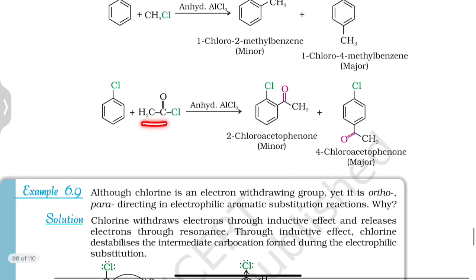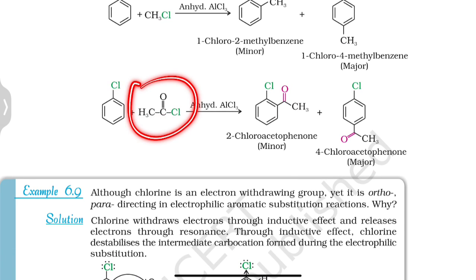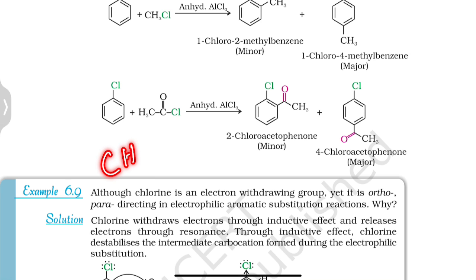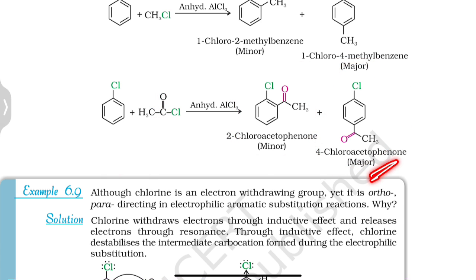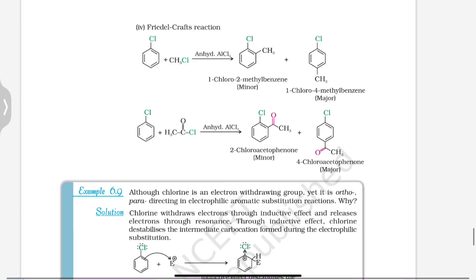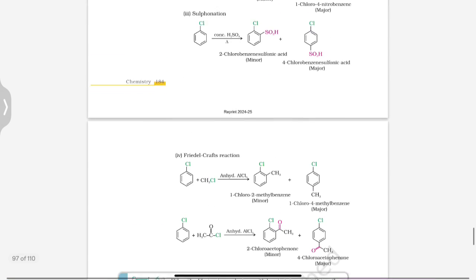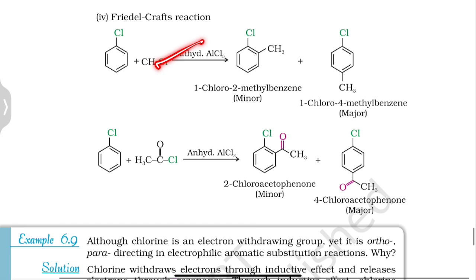And here, acyl chloride. So here, which is the electrophile which is produced? CH3 C double bond O plus. This is the electrophile which is produced. So at the ortho position it will get attached and then the para position. So the major will be the para product. So this is Friedel-Crafts acylation and this is Friedel-Crafts alkylation reaction. There are two types of Friedel-Crafts reaction, alkylation and acylation.